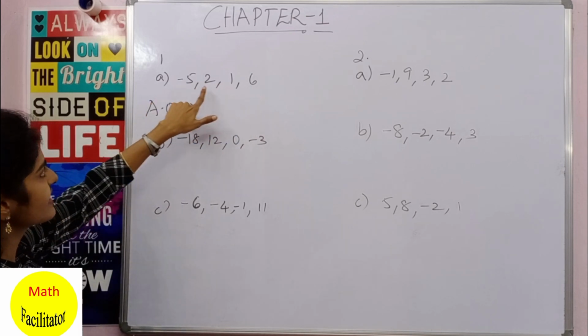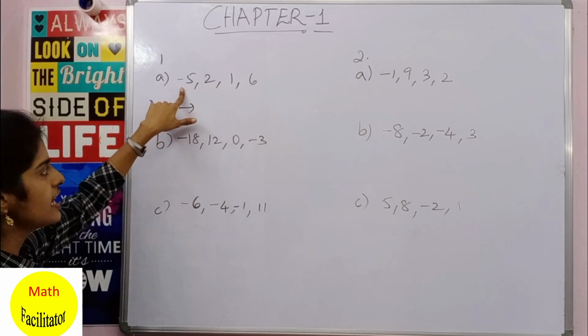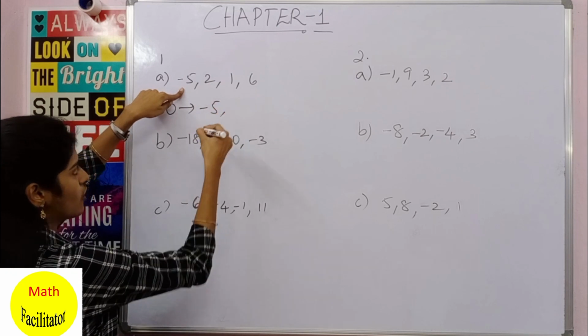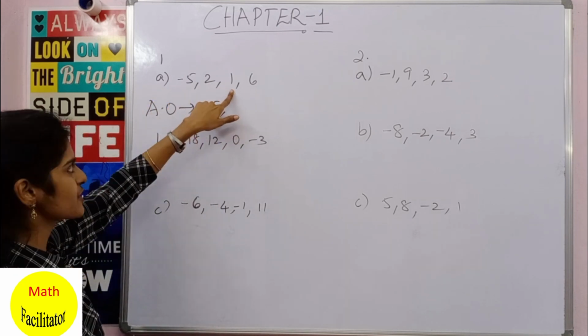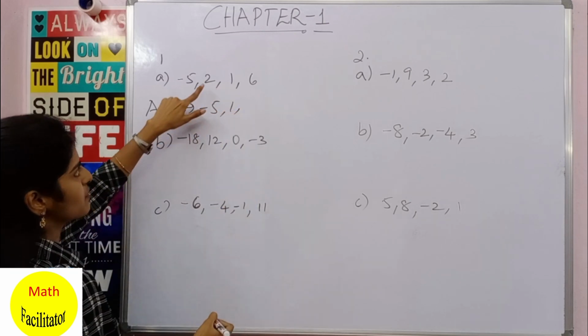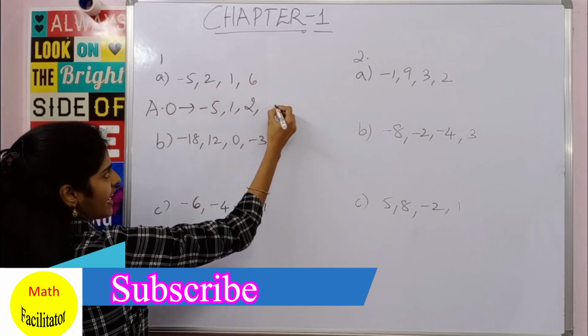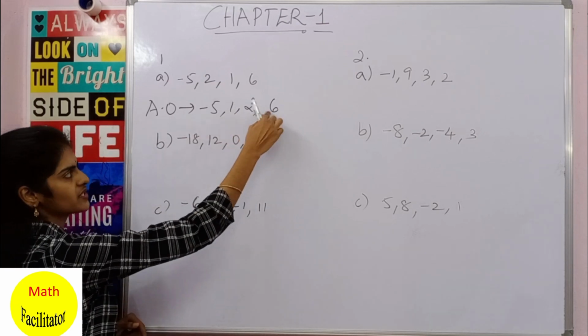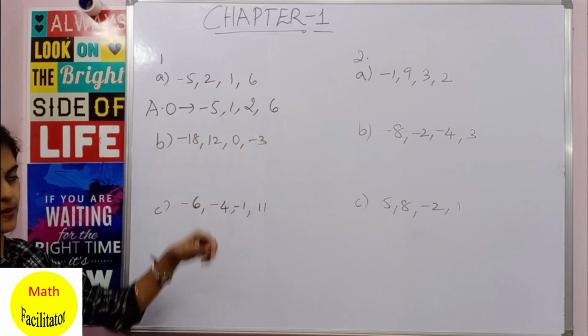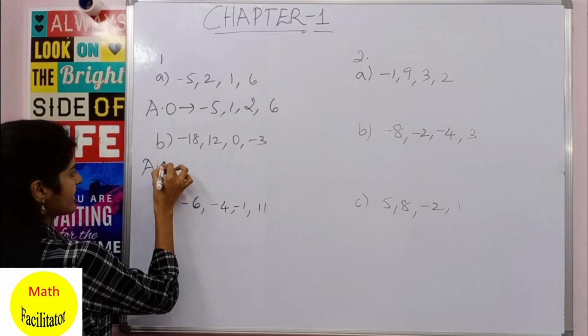So you can see that you have a negative integer in this. So minus 5 is the smallest of all. Yes, and you will be comfortable with the positive numbers. So you can see that 1 is the next smaller number and 2 is the next one and 6 is greater than all the numbers. Yes, so minus 5, 1, 2, 6 is the ascending order of the given numbers. Okay, now let us see the next bit.